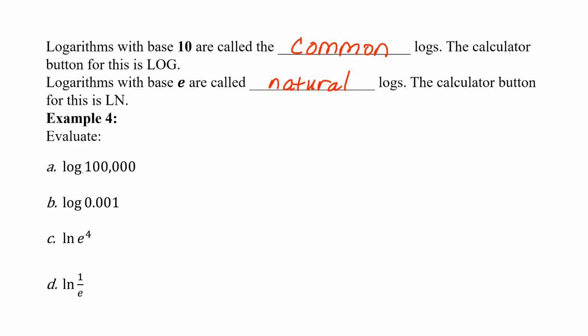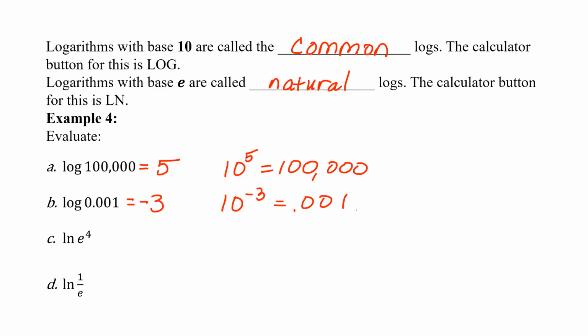Now we know that when I see log and it doesn't have a base on it, it means base 10. So I'm looking for the power you would put on 10 to get 100,000. And I know that that is 5 because I know that 10 to the 5th power is 100,000. And now you've got log of 0.001. Again, that's a common log, so the base is 10. I'm looking for what exponent would you put on 10 to get 0.001. That's going to be negative 3 because 10 to the negative 3 is equal to 0.001. Because when you put a negative exponent on 10, you'll be moving that decimal place to the left.